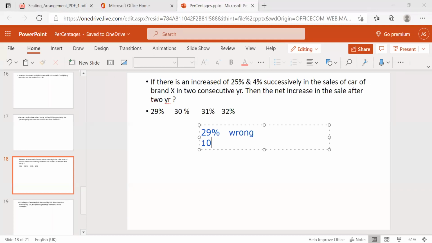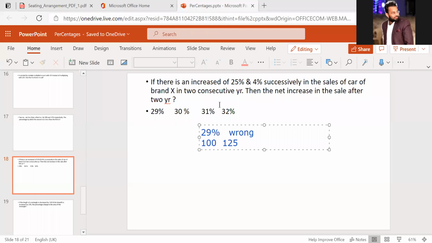Actually it is 100. Okay. First year it is increased by 25%. 25% means it's the second year, this is the initial value. 125 is the initial value.